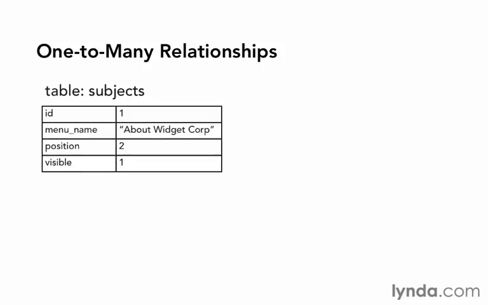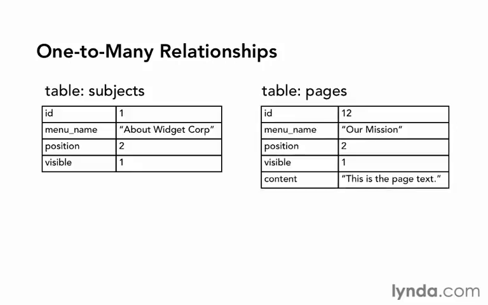Let's say we have our subjects table. We've seen that before. We have About Widget Corp. And then we have another table that we haven't created yet called Pages. And it also has an ID, a menu name, position and visible. Plus it has another column for content, which is the actual content that we're going to display to the user. That's the real meat of our content management system. Now, right now, these two tables don't have any relationship whatsoever.